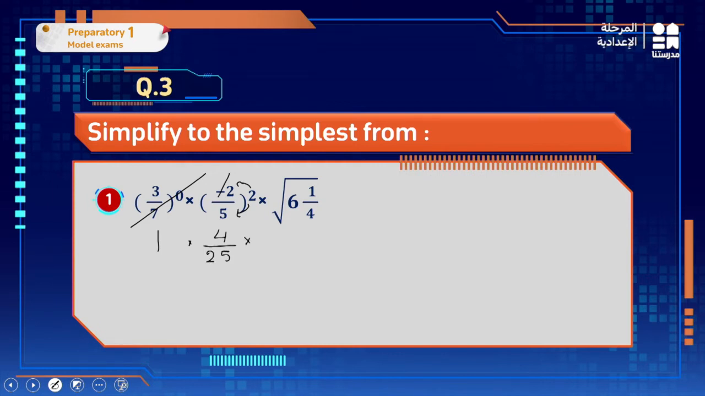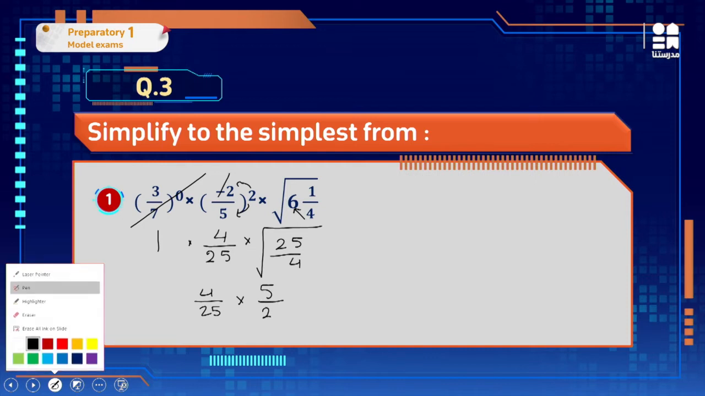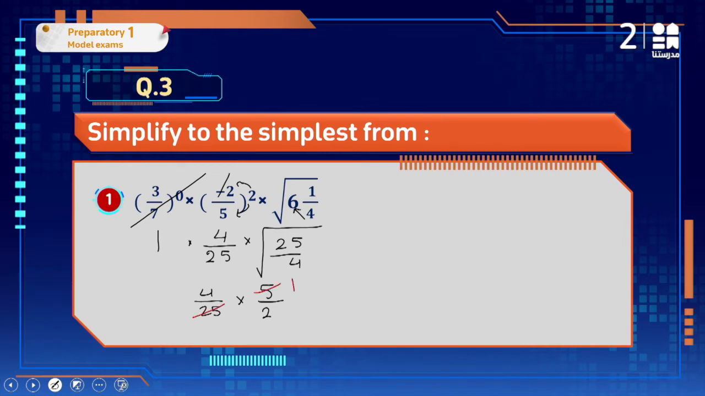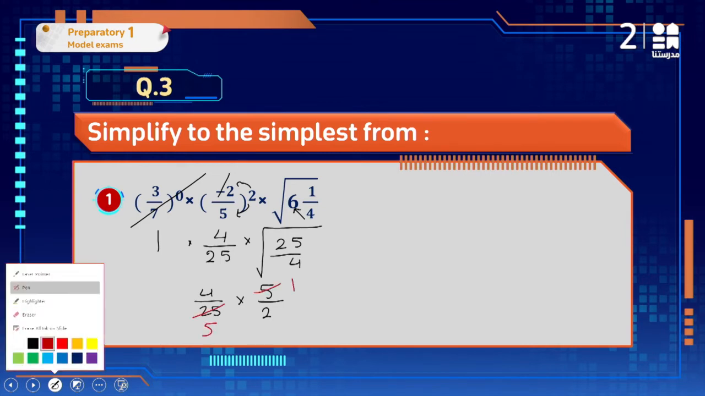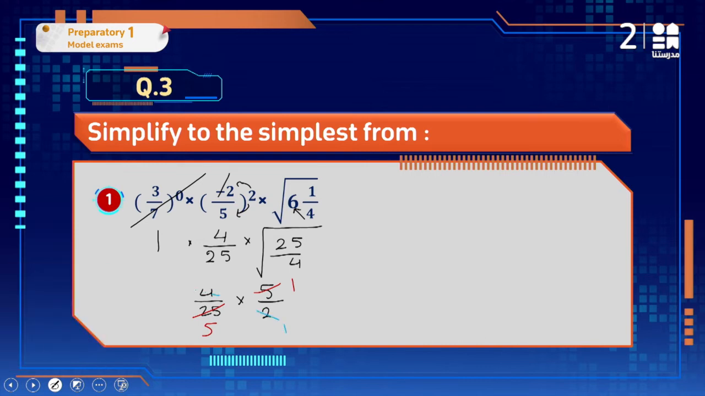Then times. Rewrite 6 and 1/4 as an improper fraction by multiplying. 6 times 4 is 24 plus 1 is 25 over 4. Then 4 over 25, no need to write 1 because 1 times any number is the same number. Then the square root of 25 is 5 and the square root of 4 is 2. Divide by 5 up and down. This is 1 and here 5. Then divide by 2 up and down is 1 and here 2. So the answer is 2 over 5.